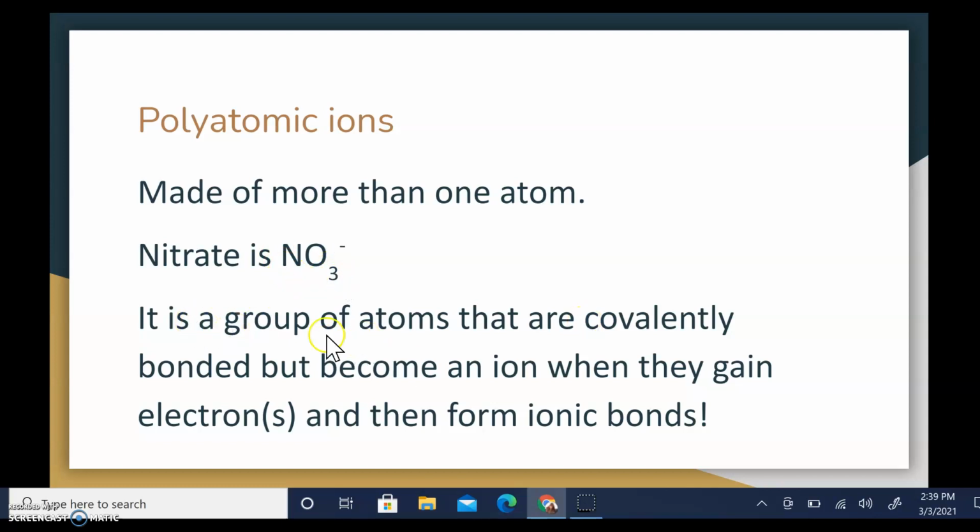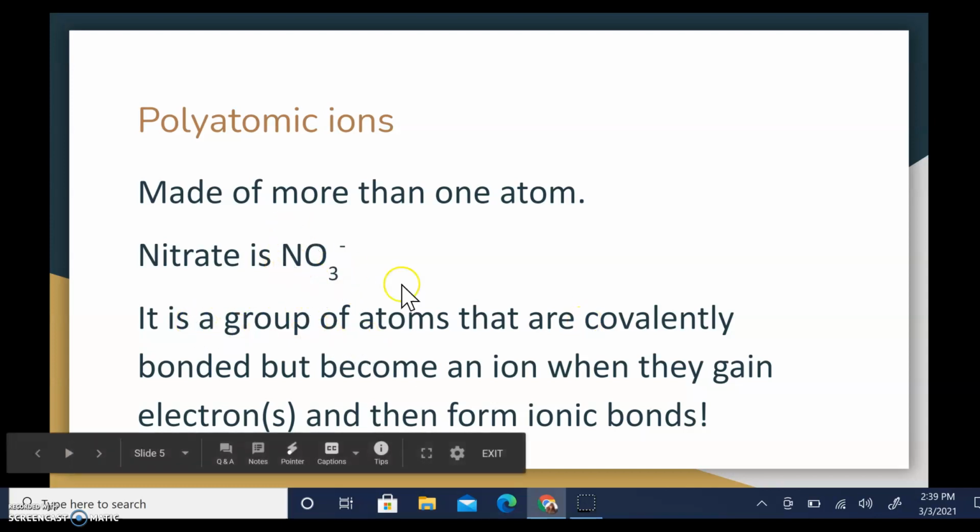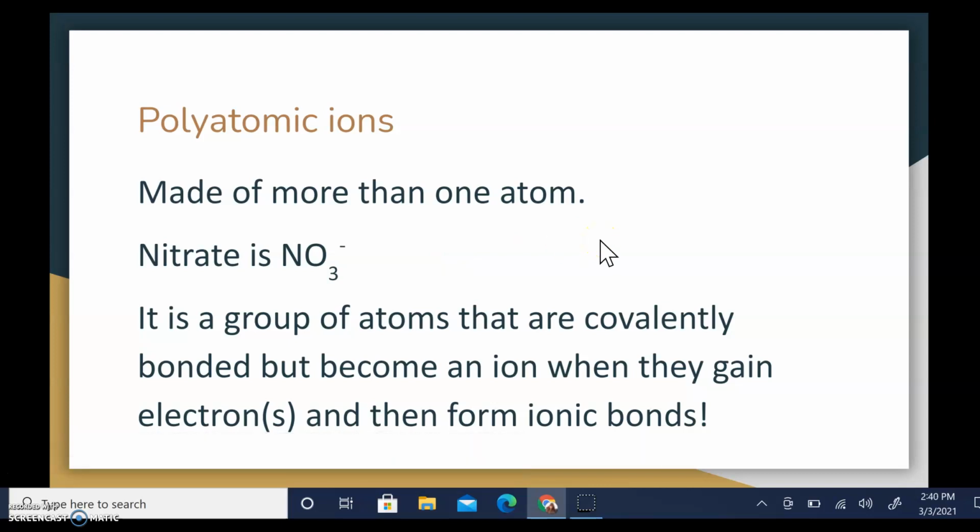So if a group of atoms that are covalently bonded, like this nitrogen and 3 oxygen, bond together and this one gains 1 electron, then this whole thing is 1 ion and it has a -1 charge. And now, even though nitrogen and oxygen are covalently bonded, this acts as an ion and it will participate in ionic bonding. So this is like one group and it is an ion.